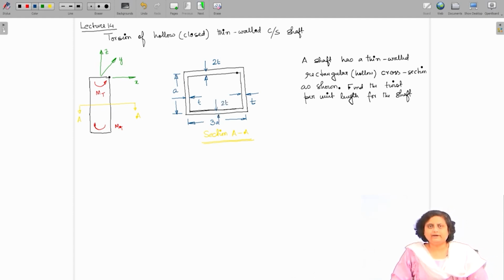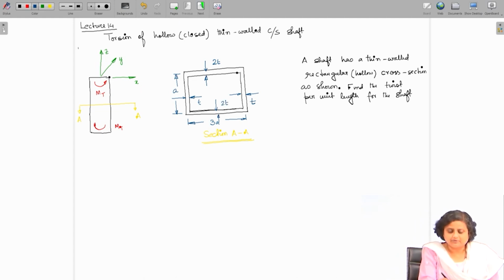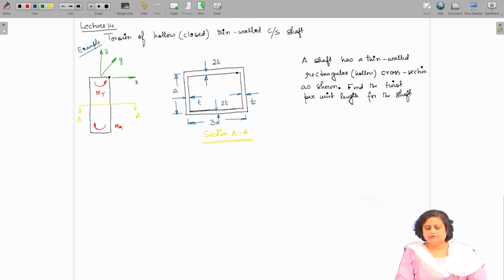So this is an example problem just to get better confidence on the theory that we have discussed in the last lecture. What we need to find is, for this shaft under pure torsional moment MT, the twist angle per unit length, which we have conventionally expressed by the symbol theta. Now, how do we solve this problem?